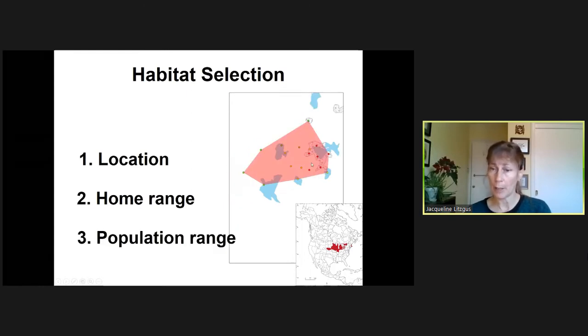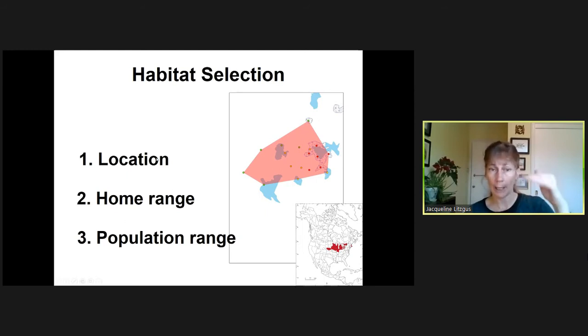But then there's also the population range. The population range is a minimum convex polygon that's drawn around all the radiolocation points for all the turtles in the population that you're studying. In this simple example, three different turtles are indicated here. There's the turtle indicated by the green radiolocation points, the turtle indicated by the yellow radiolocation points, and the individual turtle indicated by the red radiolocation points. Okay, so that then is the population range.